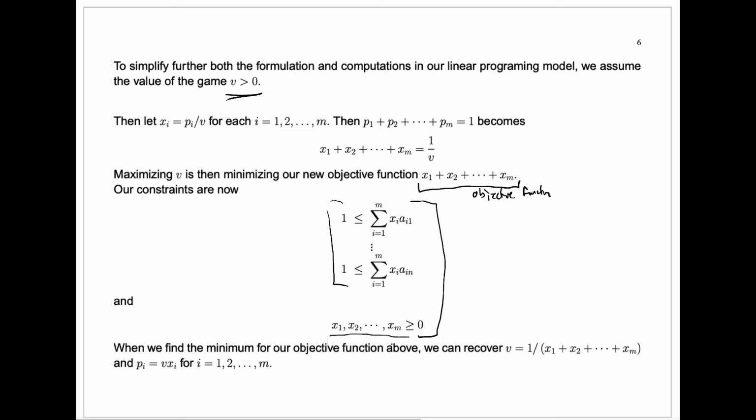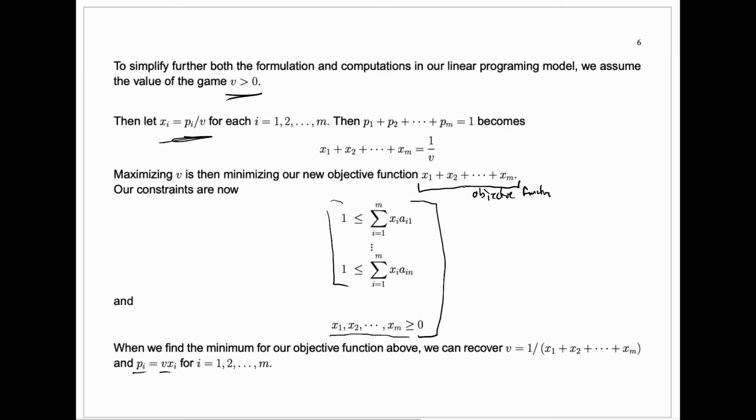Once we solve this linear programming problem for the x's, we can recover the value of the game. v is just 1 over this sum of the x's. Why? Because the sum of the x's would be the sum of the p's, which is 1, divided by v. So 1 over that will be v itself. And of course, we can just multiply both sides of this equation here by v, and we get each p sub i is v times x sub i.